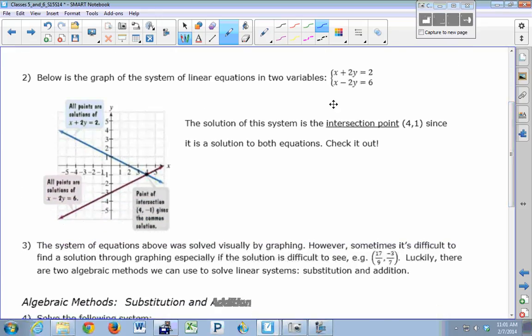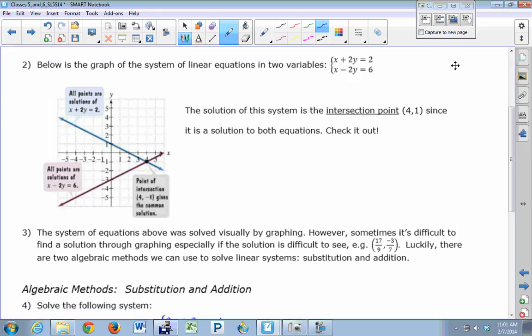So here's our first system right here. Notice how your book uses this set of braces so that you group that together. You see this as one system, okay? One way to solve these systems is to graph each line. This is a straight line, and that's a straight line. This line has a positive slope. This line has a negative slope.